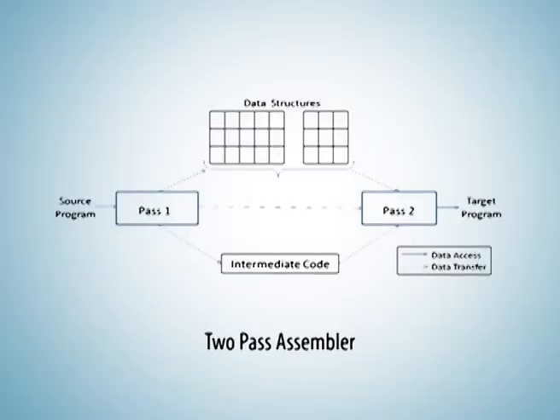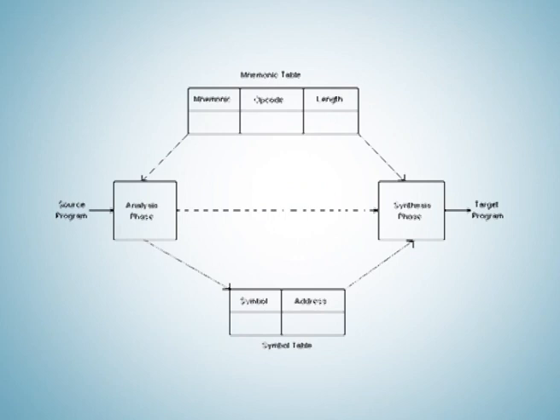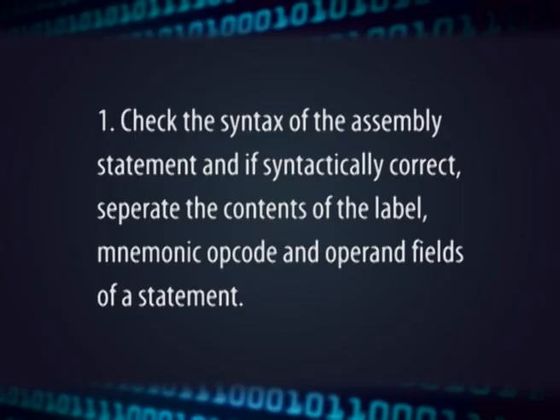A multipass organization scans the program more than once to produce the target code and simplifies the code generation task. A 2-pass assembler scans the program twice. In the first phase, it does the analysis of the assembly program to perform tasks such as: first, check the syntax of the assembly statement, and if it is syntactically correct, separate the contents of label, mnemonic opcode and the operand fields of the statement.